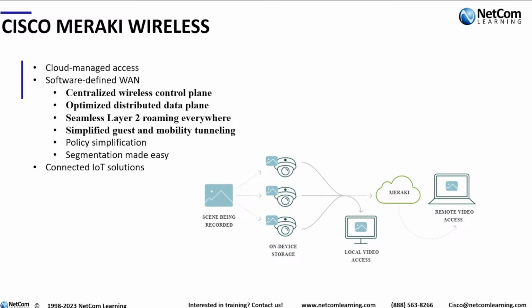With Meraki Wireless solutions, you can also define your software-defined WAN, which we talked about slightly before. SD-Access Wireless integrates wireless access into your SD-Access architecture to gain all the advantages of fabric and DNA automation. Some of the features of SD-Access are, for example, a centralized wireless control plane, an optimized distributed data plane, and seamless layer 2 roaming capability.